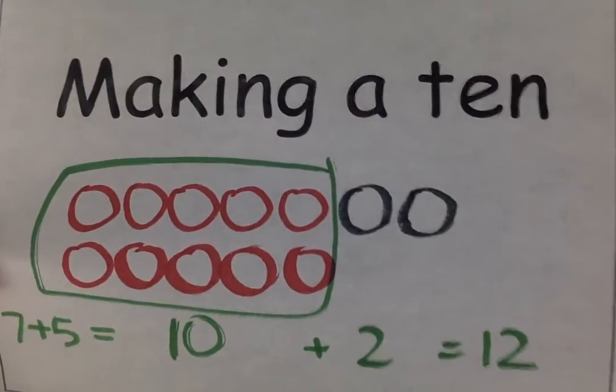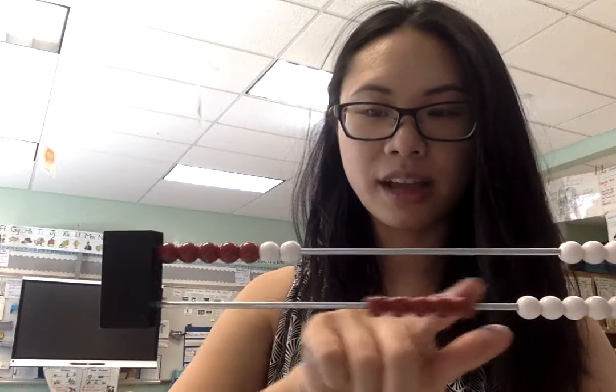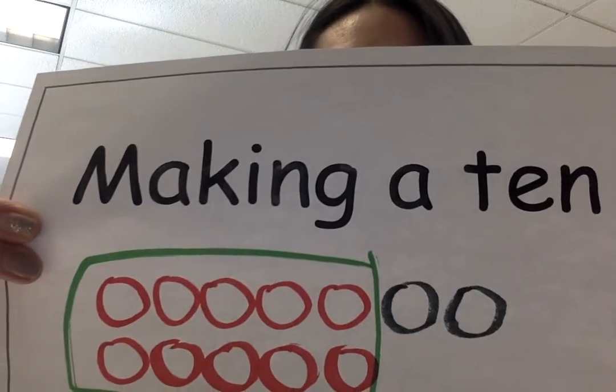Another one of our strategies is making a 10, finding a 10. As an example, I have 7 and 5. 7 is 5 and 2 more. Over here, I see 5 and 5, so this is 10. I know that 7 and 5 is the same as 12 because over here there's 10 and 2 more, which is 12. So that is making a 10.